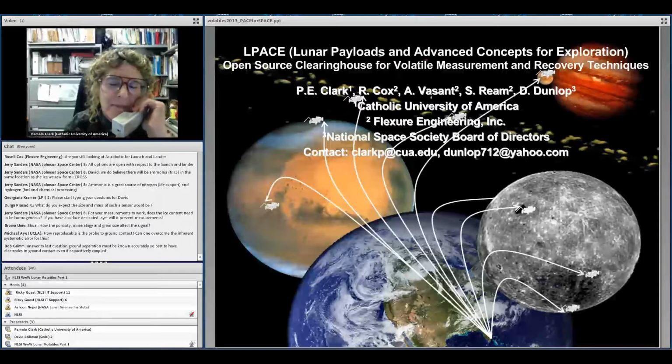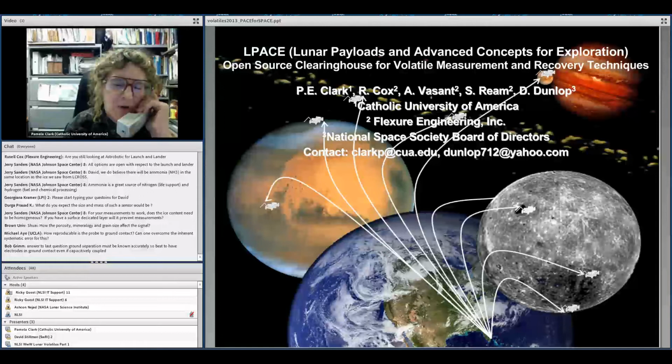I'd like to talk about a resource that we plan on making available to the community, which is essentially a spreadsheet which can act as a clearinghouse for available instruments and technologies, not only for volatile measurement and recovery techniques, but generally for exploration. Especially of interest is instruments that can be used as part of missions for extremely small spacecraft, including CubeSats.